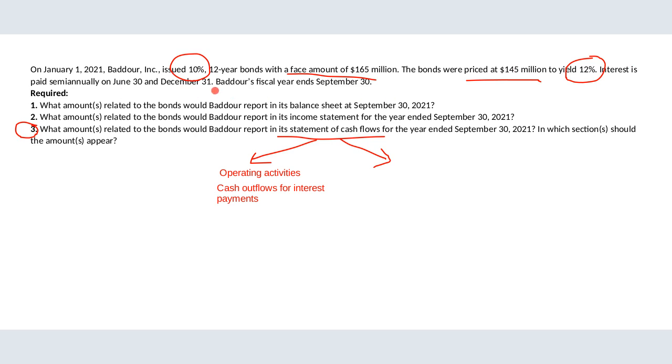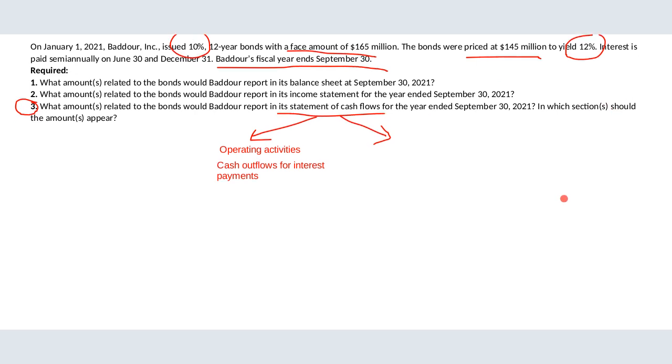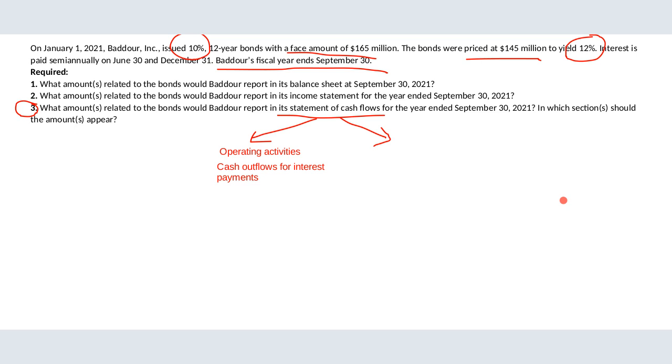However, this company has a fiscal year end of September 30. That means that we're going to straddle two periods again, and we're going to have to accrue the interest just like we did with the previous example. All right. And then they have the same questions that they had before. What amount will be shown on the balance sheet? What amount will be shown on the income statement? And then what amounts will be shown on the statement of cash flows? This makes for an excellent exam question, don't you think?